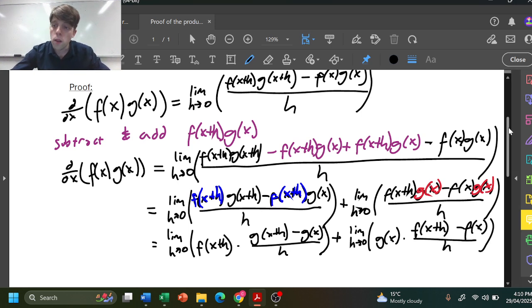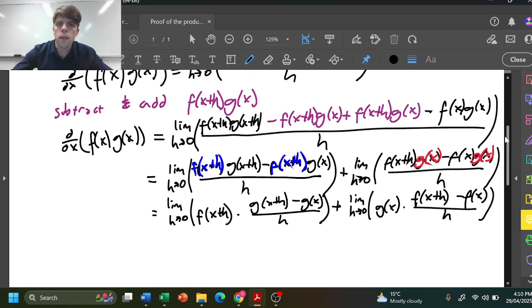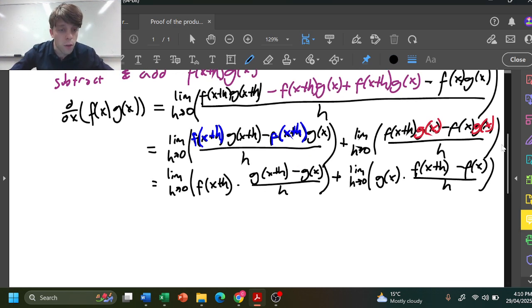What can we do with this now? Well, let's see if we can simplify this. h is going to 0, right? So for this first limit, as h goes to 0, the function f of x plus h is just going to become f of x plus 0. So that's just f of x, and we can just bring this outside of the limit.